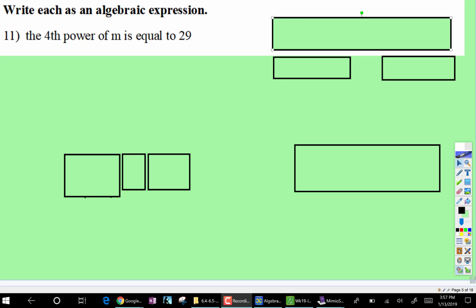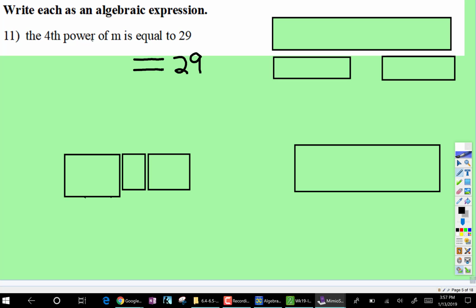Okay, now all of us need to get better at learning how to change words into math symbols. So one good idea is to start with the easy stuff. This says the fourth power of m is equal to. Well, right there we know that's an equal sign. Is equal to means equal sign. So now we have is equal to 29.